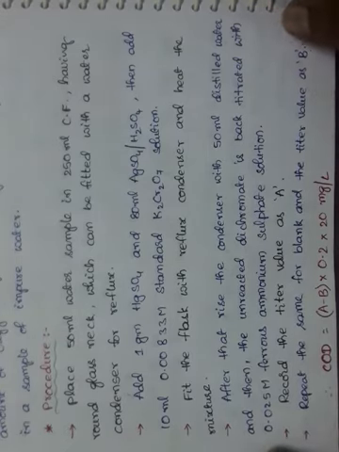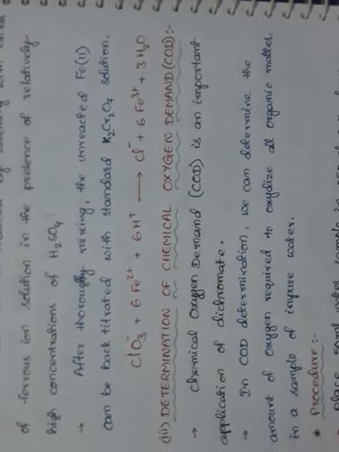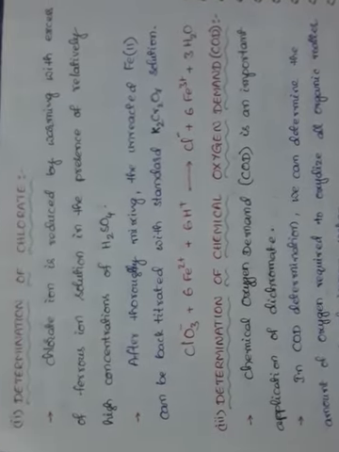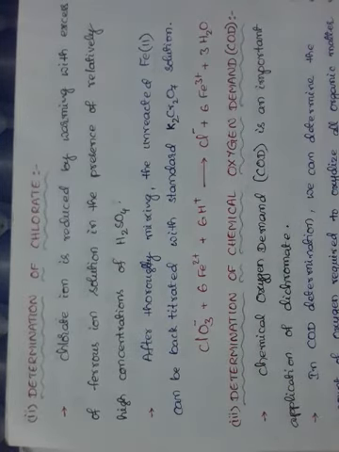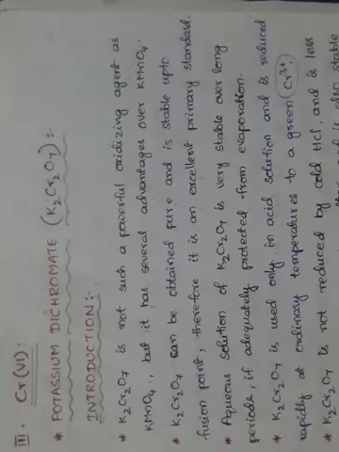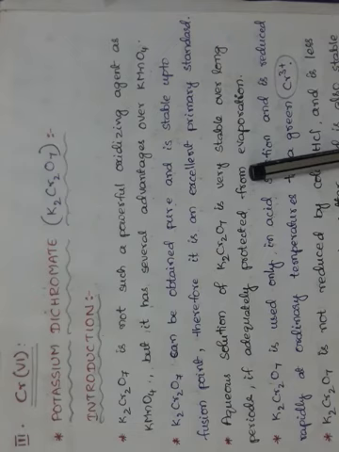Okay. What are the applications of potassium dichromate? For the determination of iron in iron ore. Next, determination of chlorate. Next, determination of COD. Okay. Let me conclude potassium dichromate as oxidant. First, the introduction: it is more advantageous when compared to KMnO4. What are the advantages? They are in the introduction.